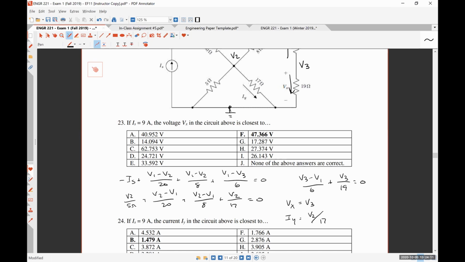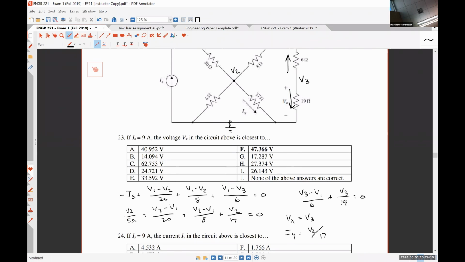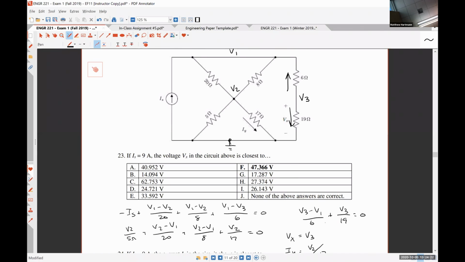Dr. Hartman, is there a particular reason why you put the ground at the bottom versus putting it in the center? Because I know you can put ground just about anywhere. Yeah, not really. It just made sense, so I did it. But yeah, I could have put it at the top, could have put it at the middle, could have put it where node 3 is. I just chose the bottom because I'm lazy. Got it. Thanks.